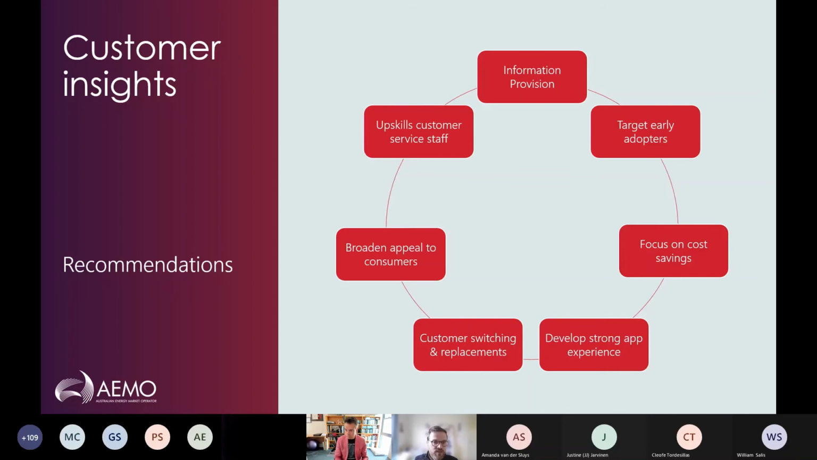And then the final recommendation is around customer service staff. This is a quite technical and complex part of the industry, and investment in customer service staff to have those detailed conversations with customers, to put customer concerns at ease or to answer customer questions, is really valuable if you're a VPP starting out.